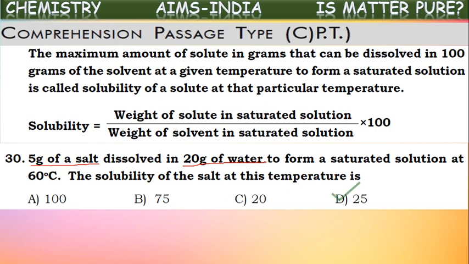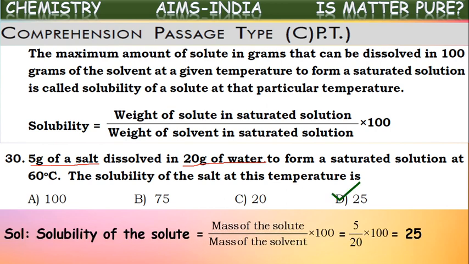Let us see the solution for this. Solubility of the solute is equal to mass of the solute by mass of solvent into 100. What do we get here? Mass of solute 5, mass of solvent 20 in grams, into 100. This gives 25. 25 is the solubility of the solution. That means in every 100 grams of water, there will be 25 grams of salt. That means solubility of the solution. Okay. Next, let us see one more question.